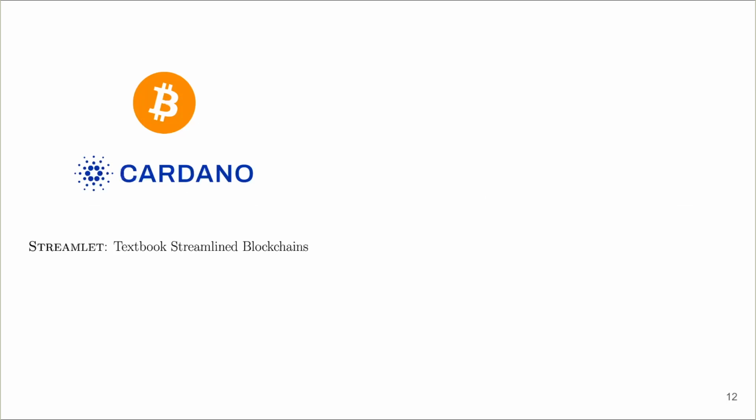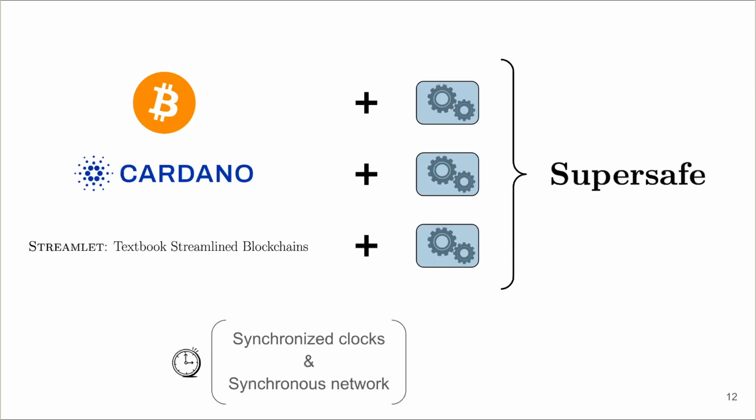Popular protocols like Bitcoin, Cardano, and Streamlet don't have this property. However, in this work, we show that by adding a gadget, basically you can transform these protocols in a black box fashion into super safe protocols. That's assuming that these protocols are safe, live, and timely. And why this may be useful is because building systems on top of super safe protocols instead of safe protocols may simplify things a bit, because you don't have to worry about prefixes. You know that every single honest party has the same chain as any other party at exactly the same time.